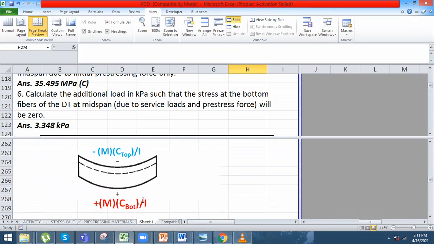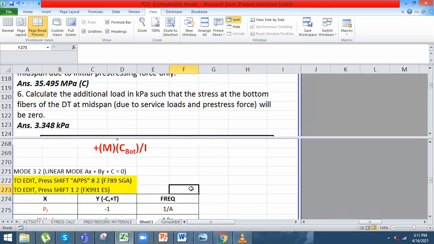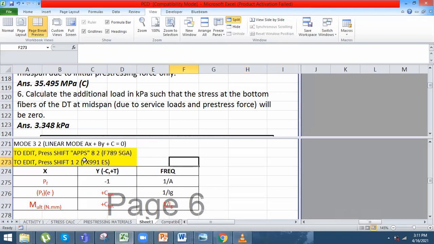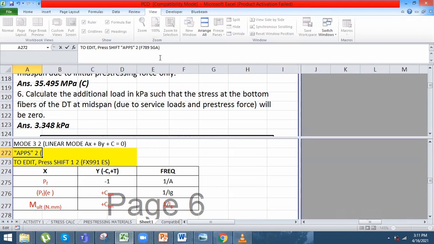Ito lang yung tatandaan nyo yun, guys. Ito lang mga tatlong to, kung ano yung magiging epekto nung ilalagay nyo na loads. So ito lang yan. Kung taas ang i-analyze natin, isa-summation lang natin lahat yung forces sa taas. Kung bottom naman, isa-summation lang natin lahat yung nasa bottom. Okay? So, number 6, mode 3 to. Okay? So, pwede na namang i-edit lang natin.